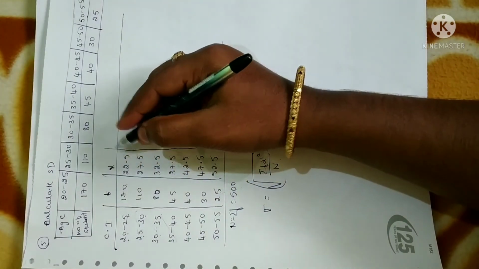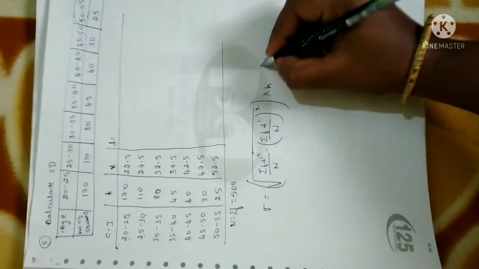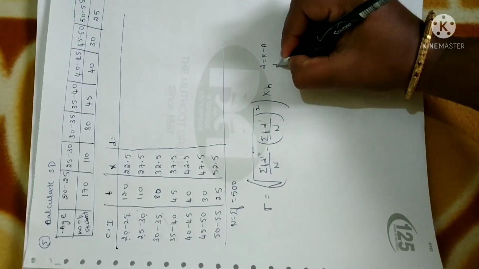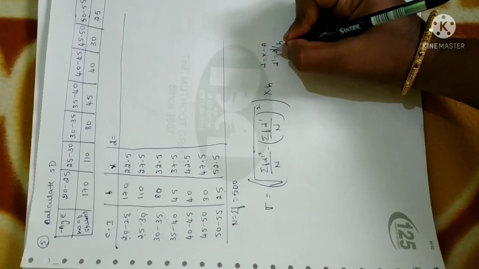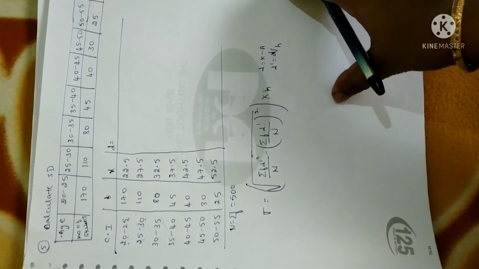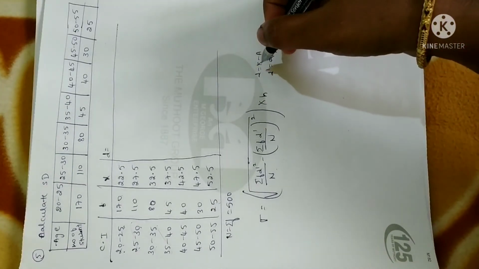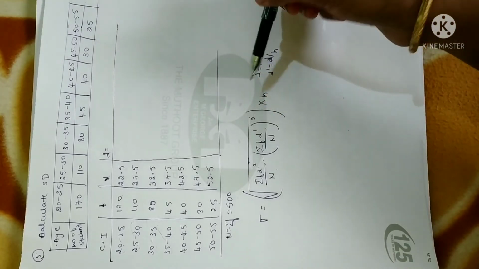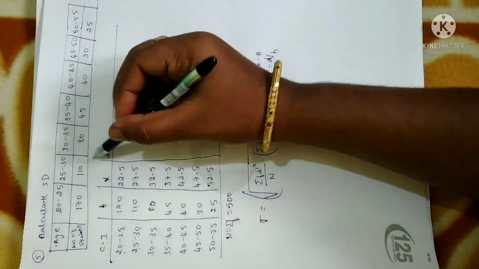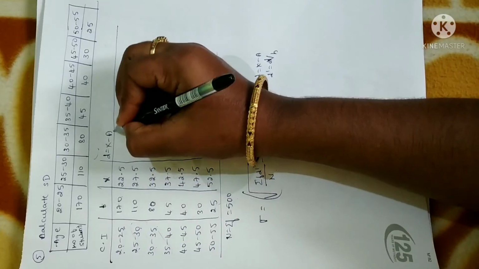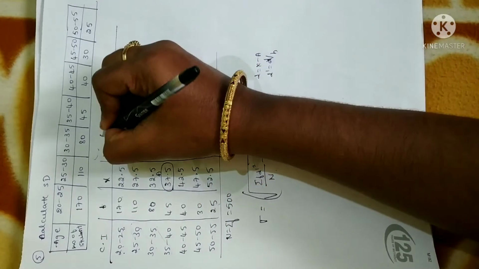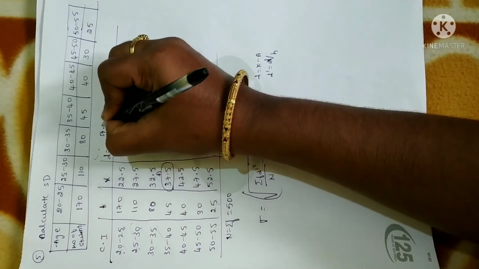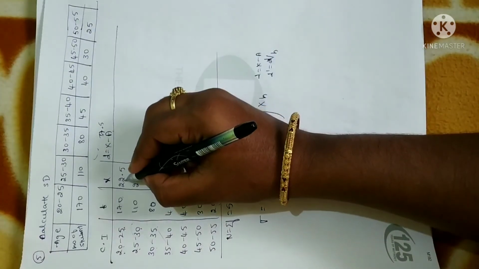So x values I have done. Let me calculate d value. As I already told you, d is x minus a and d dash is d divided by h. In each and every problem I am writing this. You just remember the formulas. That is, in which method we have to use which formula. So d is given by x minus a, where a is assumed mean from the column x. So let me assume mean as 37.5.